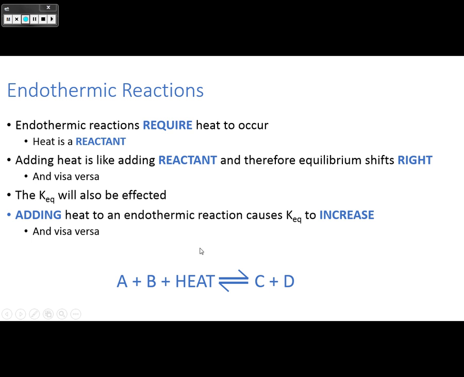If I remove heat, I'm going to have to shift to the left, which means that the concentration of my reactants is going to go up and the concentration of my products is going to decrease. Now I'm taking a smaller number and dividing it by a bigger number, so KEQ is going to decrease.